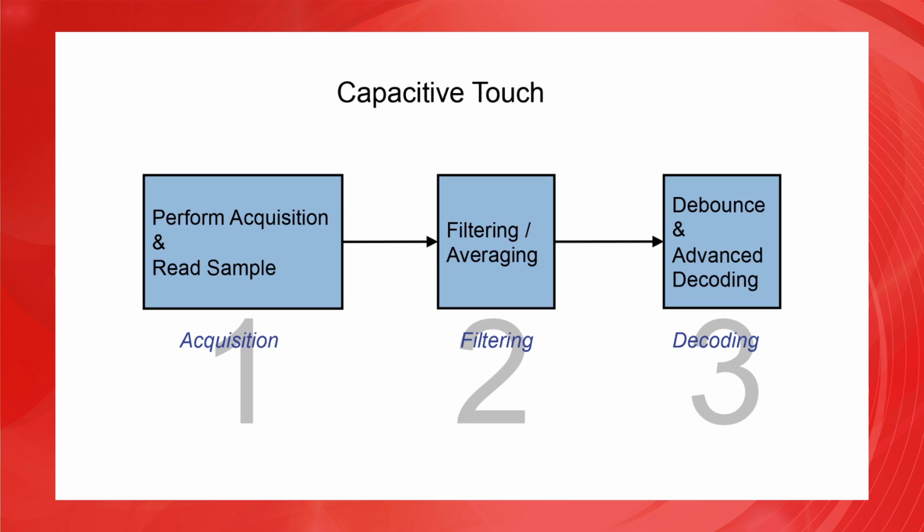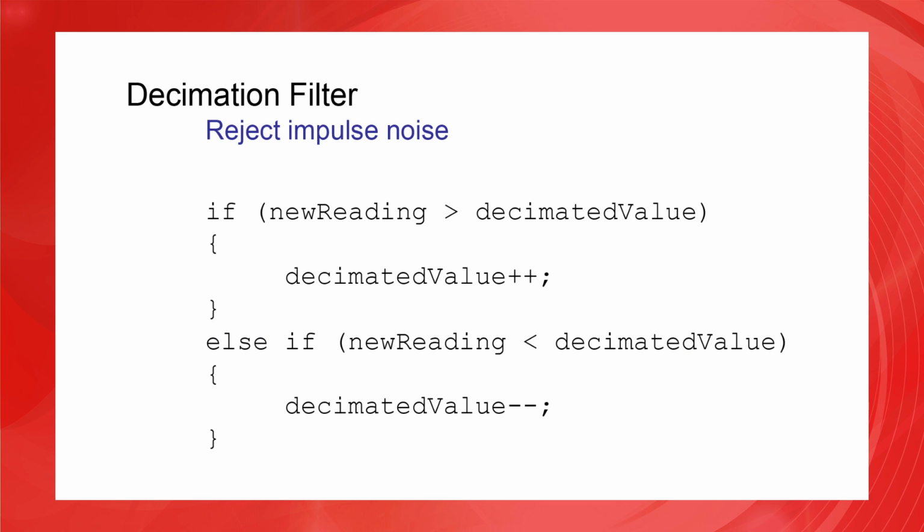In addition to oversampling, software filters can also be used to suppress the noise. I will introduce 3 common filters we use in our solutions. They can be used either individually or cascaded together to achieve the best noise immunity. First is the decimation filter, also known as the slew rate limiter filter. It limits the change from the last reading to the current reading. So the goal of this filter is to reject impulse noise.